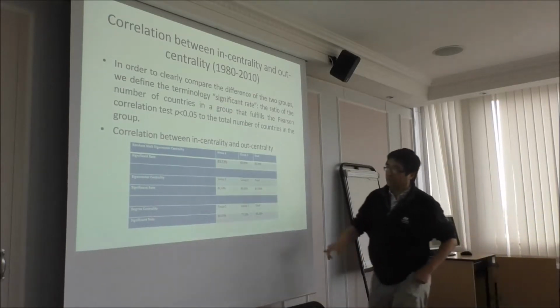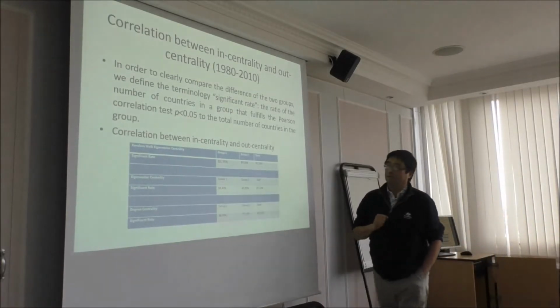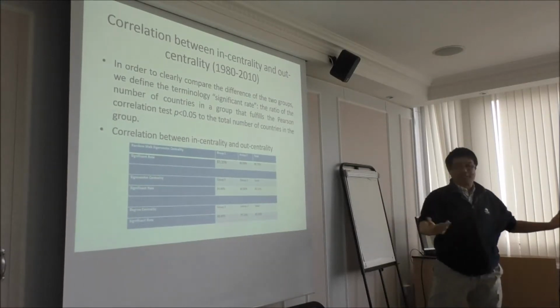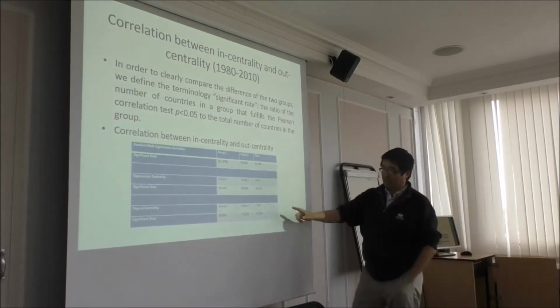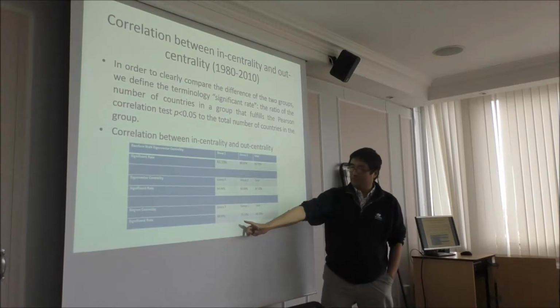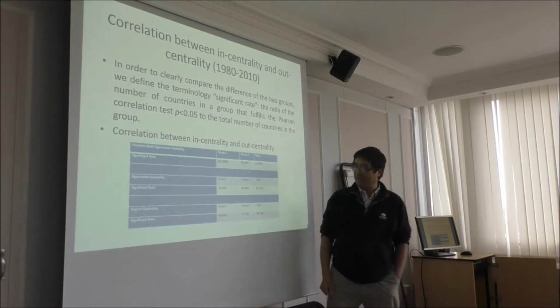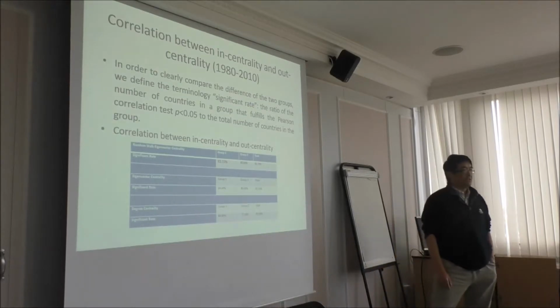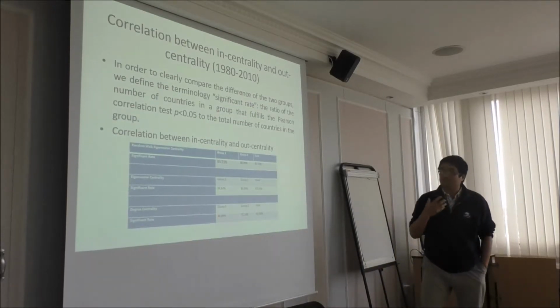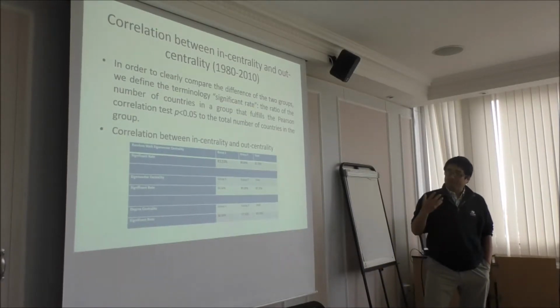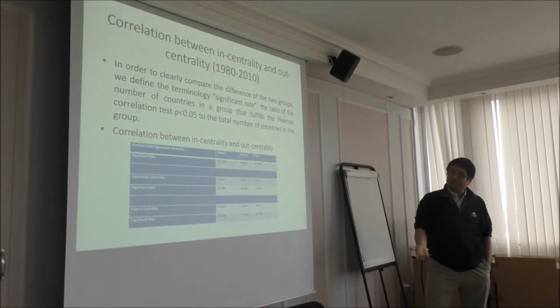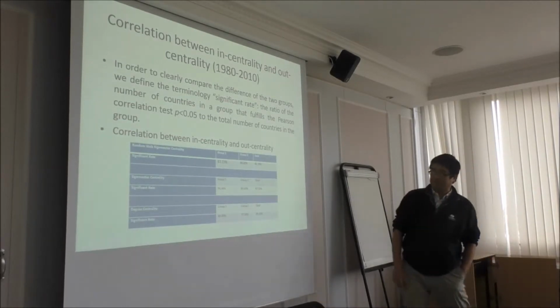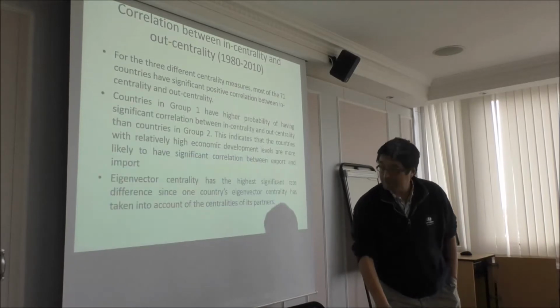And if you look at degree centrality, which is purely the trade amount, then in that case there's also a significant difference. For group 1, you have 88%, almost 90%, and for group 2, you only have 77%. So you begin to tell the different behaviors of relatively developed countries and relatively underdeveloped countries. Okay.